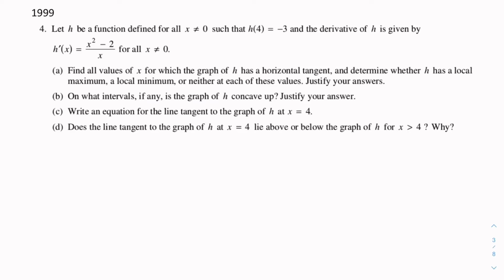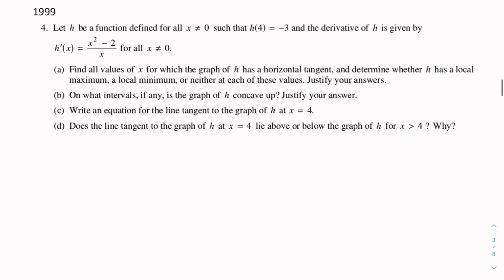Now let's turn our attention to part C and D. Write an equation for the line tangent to the graph of h at x equals 4. So these words here, equation for the line, immediately I'm thinking, okay, I need a point. For part C, I need a point and I need a slope.